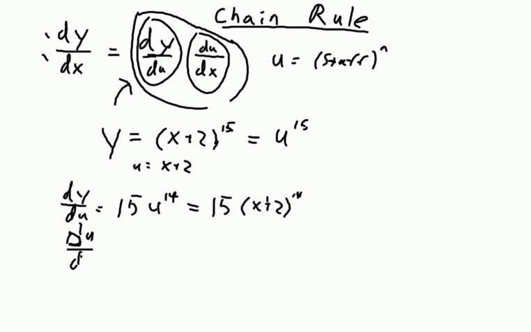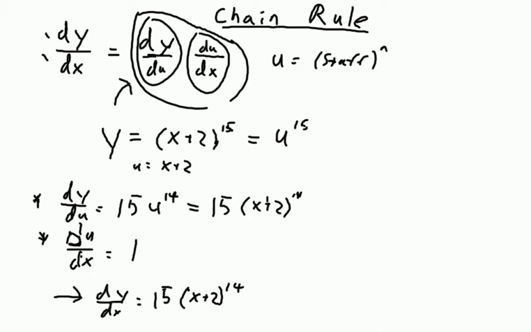du dx is equal to 1. The derivative of x plus 2 with respect to x is simply the coefficient of the x, 1. Now when you multiply this expression by this expression, you have your answer. The total answer, dy dx, is just equal to 1 times 15 times x plus 2 to the 14th power. And that's how you work a chain rule problem.